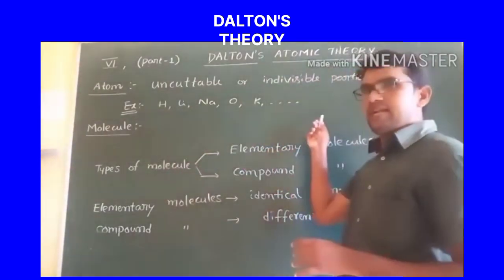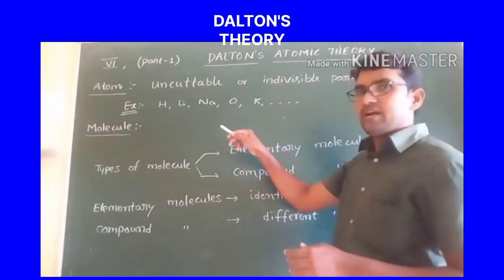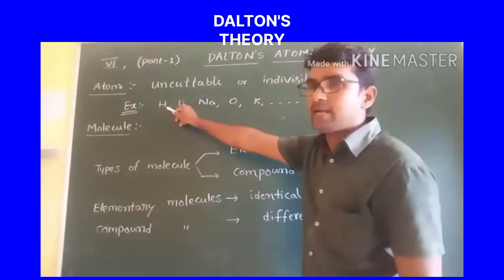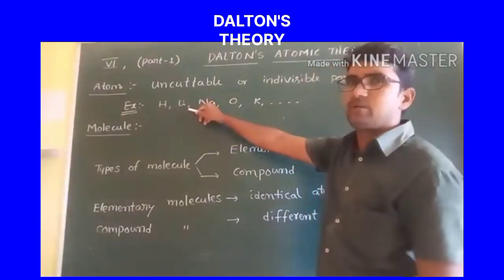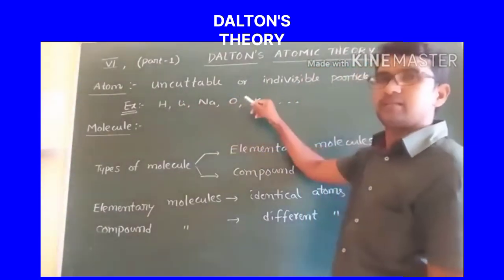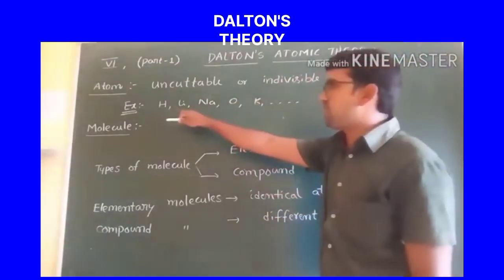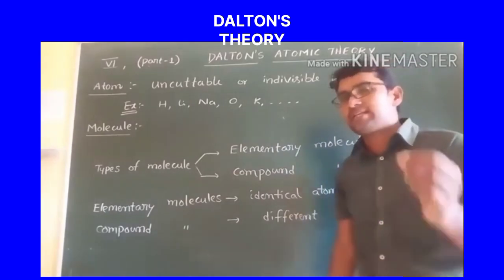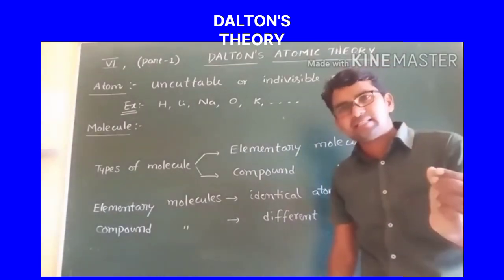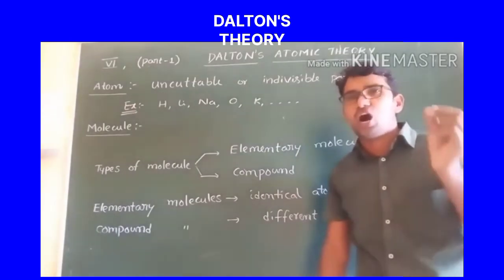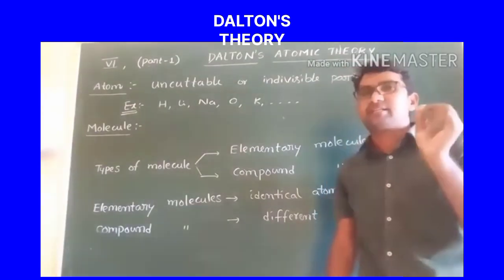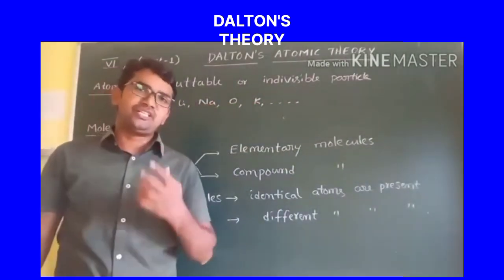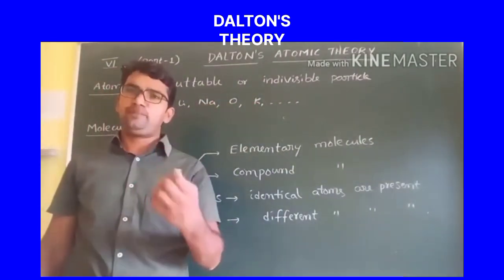So these are all elements. From those elements, I am taking only the smaller one. The smaller uncuttable hydrogen, uncuttable lithium, uncuttable sodium, uncuttable oxygen. That's why these are all taken as atoms. Simply, what is an atom? Atom is an uncuttable or indivisible particle. Right. So, the atom definition is given by John Dalton's atomic theory.